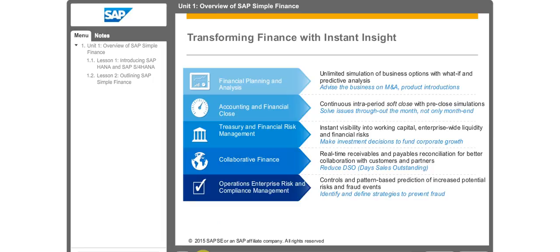Transforming finance with instant insight. These are some examples of areas and improvements you can expect in these. Financial planning and analysis. You get unlimited simulation of business options with what-if and predictive analysis. Accounting and financial close. With a continuous intra-period soft close with pre-close simulations to make sure you know where you stand before month end. Treasury and financial risk management, instant visibility into working capital, enterprise-wide liquidity, and financial risks.